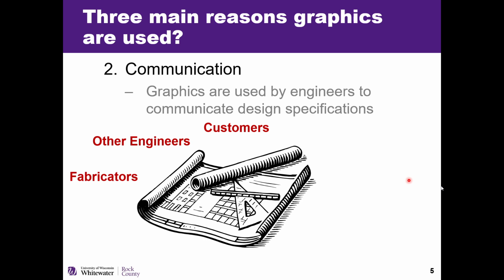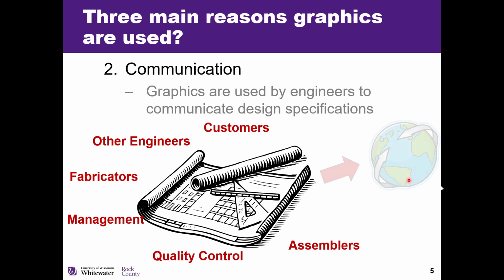It is used by fabricators, people who are going to build what we're designing. By management, they may want to know what it looks like, or marketing. Quality control needs it for knowing what standards they're going to base their dimensioning and quality control of the part on, right? Our drawings will dictate to them what we're trying to hold in precise alignment. Assemblers can use it to assemble everything, and really essentially it's used around the world.